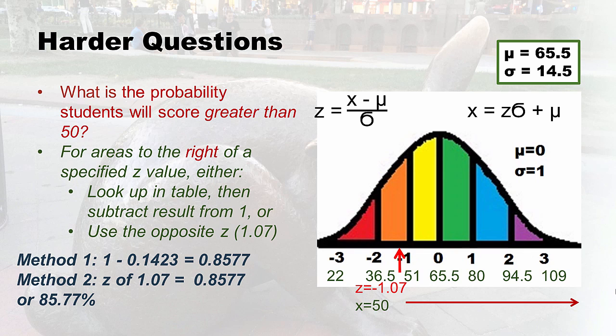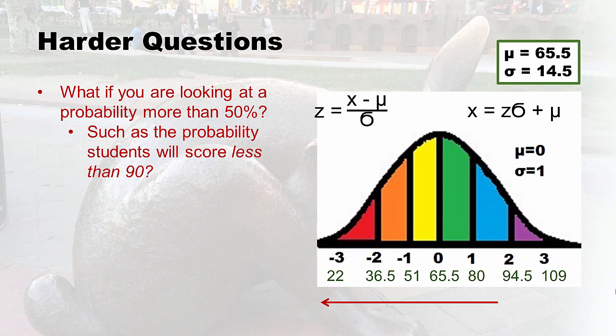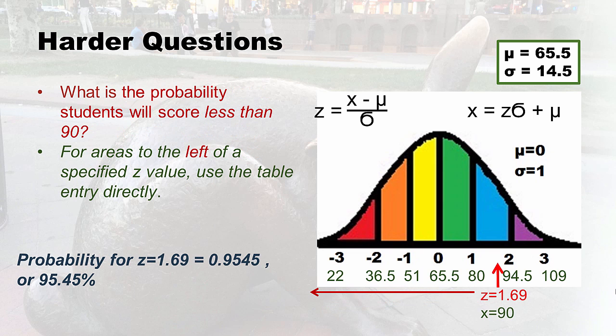So this isn't actually a harder question. I just wanted to show you how it works when you're getting a bigger than 50% piece of the distribution. And here's another similar example where we're looking at the probability that students will score less than 90. So that's easy. For the areas to the left of the specified z value, just use the table directly. So when we looked up z equals 1.69, we got 0.9545. So that's the answer. It's 95.45% of the curve is below z equals 1.69 or below x equals 90.